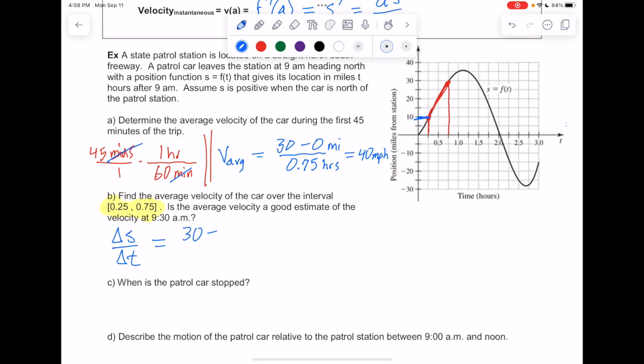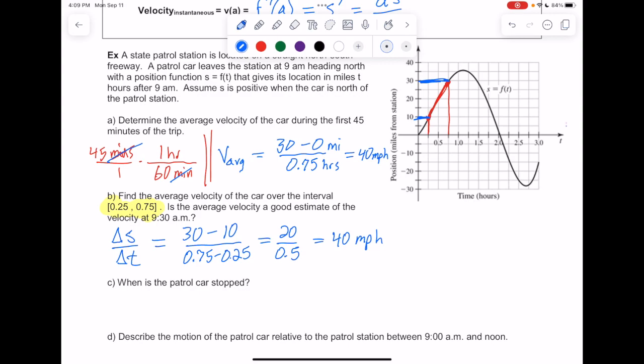We can see that right here. There's our 30 and our 10. So 30 minus 10 divided by the change in time, that was from 0.75 at the end minus 0.25 at the beginning. So we have 20 over 0.5, which if you divide that also turns out to be 40. So 40 miles per hour again, because again the position is measured in miles and the time is measured in hours.